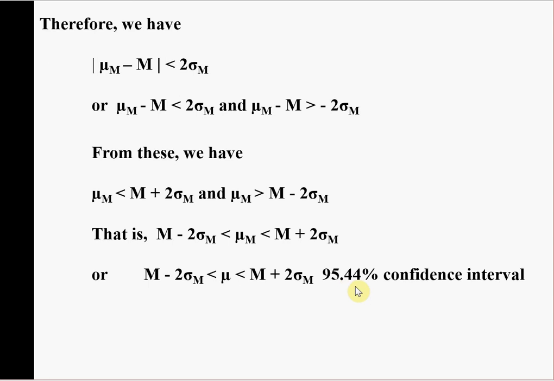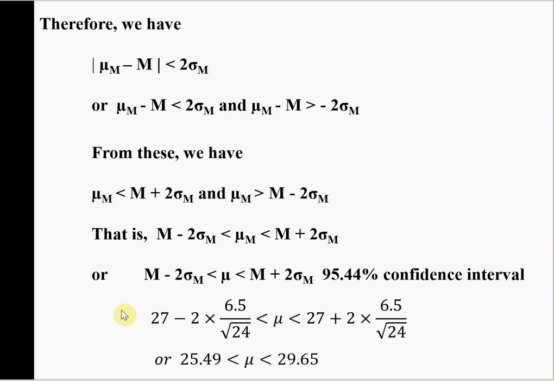We're 95.44% sure that this interval encloses the population mean. Then we can bring in the actual values of the mean and standard error to obtain the actual lower bound and upper bound of a 95.44% confidence interval. So now with this new interval, we are 95.44% sure that it encloses the true population mean.